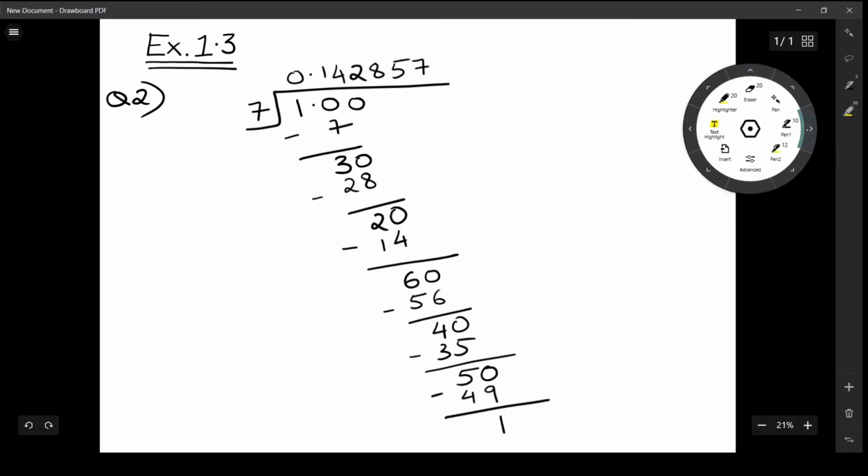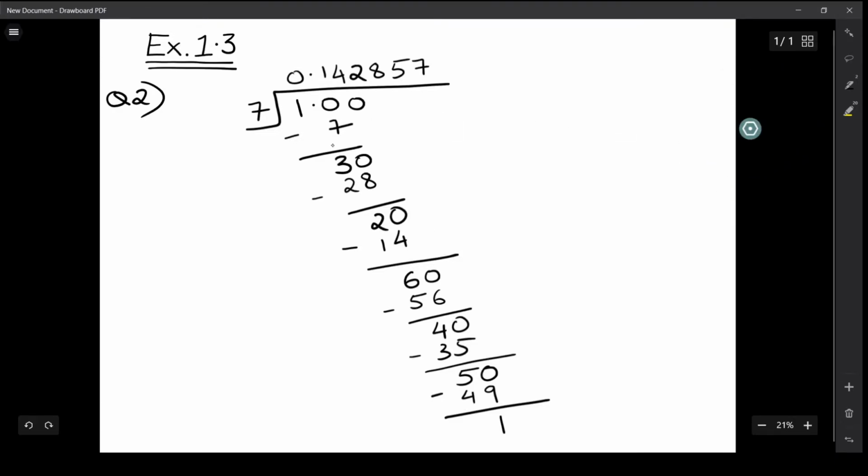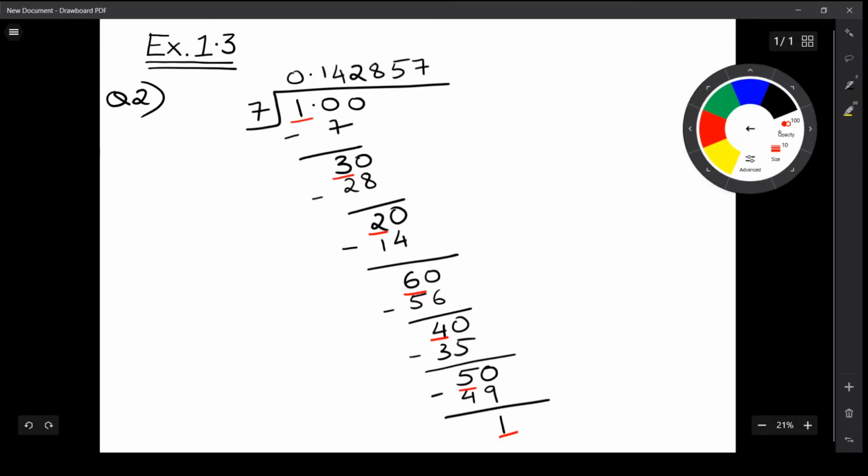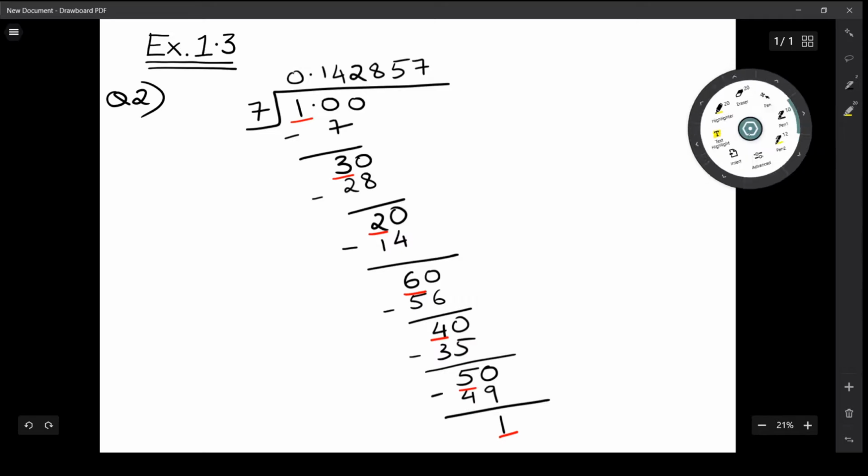So I'm just going to highlight the remainders over here that we have been getting. At first we had a remainder of 3, then we had a remainder of 2, followed by 6, followed by 4, followed by 5, followed by 1. So essentially we got all the remainders 1, 2, 3, 4, 5 and 6 in our long division.